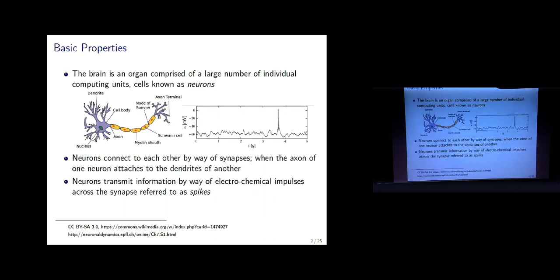So before we start to talk about results, we have to do a little bit of background in neuroscience and the models that we use. You don't have to know too much, but you do have to know that the brain is an organ comprised of very large numbers of individual computing units, cells known as neurons. And neurons are able to connect to one another by way of a synapse, which is when the axon extension of one neuron attaches to the dendrites of another. And they share information across this synapse by way of electrochemical impulses known as spikes. These are brief transients observable via voltage traces from the inside of a neuron. You see the spikes are the two big events there, and they decay very quickly back down to the resting potential.